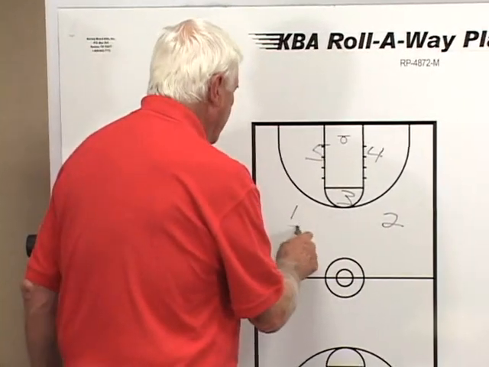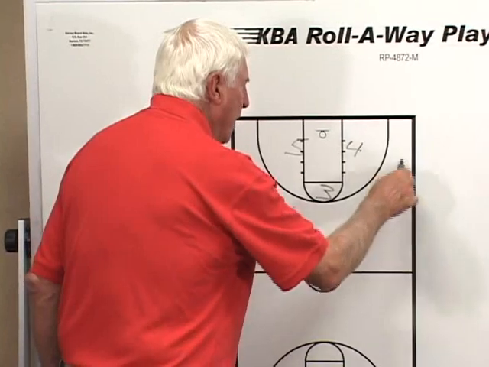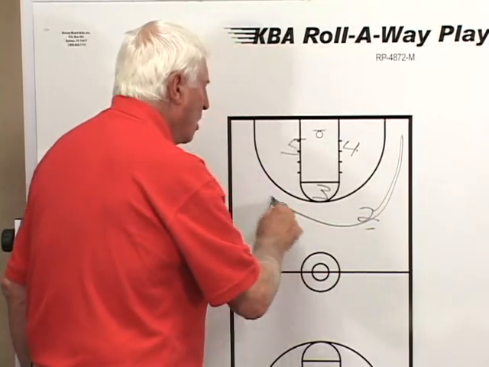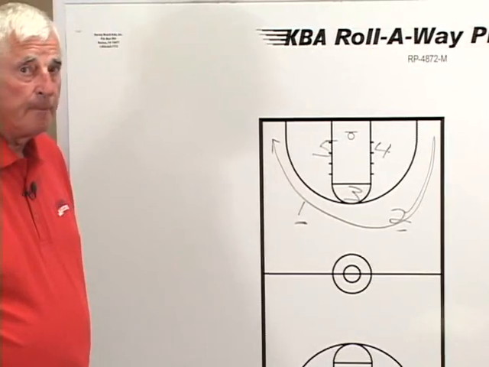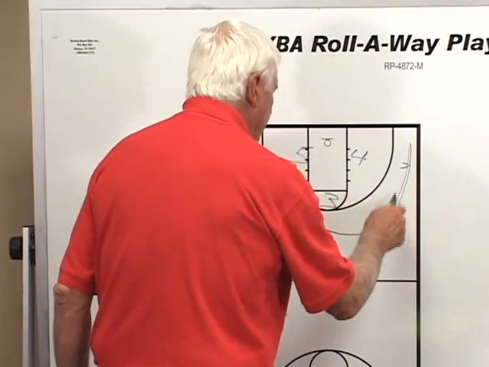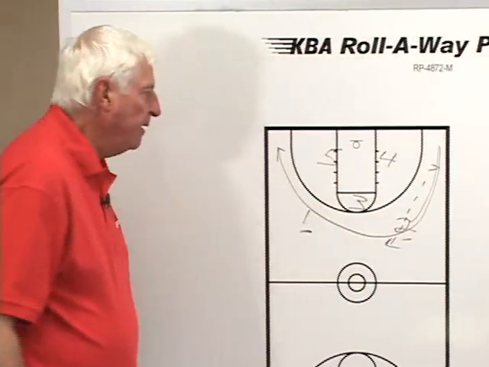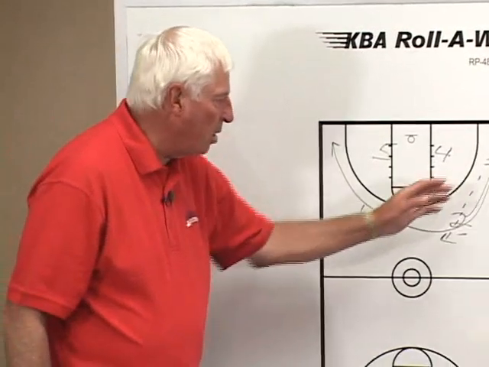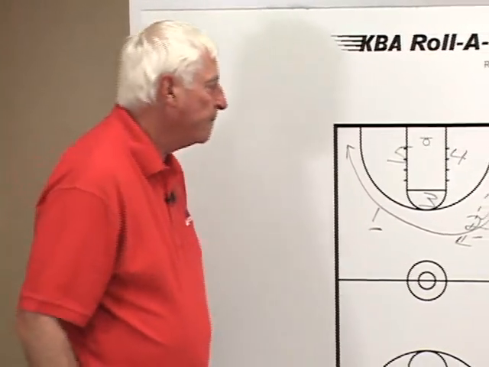We have two feeders, 1 and 2. Our two feeders can range all the way around the three-point line, but they maintain spacing so that if one should happen to get the ball down here, he can make a move and pass it back out to his buddy. But they can range all the way from corner to corner on the perimeter looking to feed.